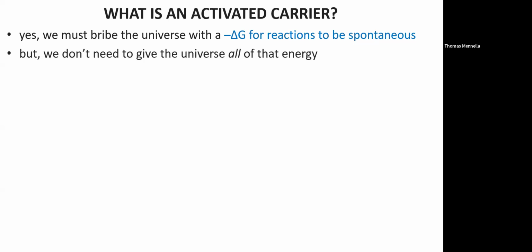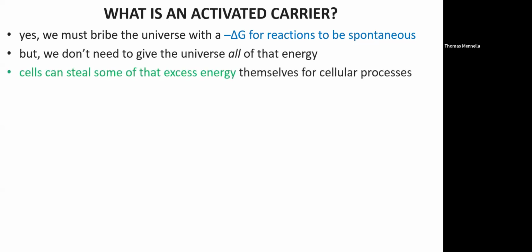But on the same token, when we do an exergonic reaction and we have a negative delta G, especially if that negative delta G is highly negative, we don't have to give the universe all that energy, right? We're talking about a bribe. We can keep some of that energy for ourselves and use it for cellular processes. The universe wants a piece of the action, but we don't have to give the universe the entire profit of that energy. And so it becomes this kind of balance between releasing enough of that energy as free energy from a reaction that the reaction will actually proceed, but reserving as much of that energy as we possibly can to power our own cellular processes.